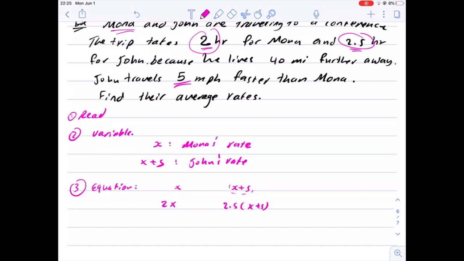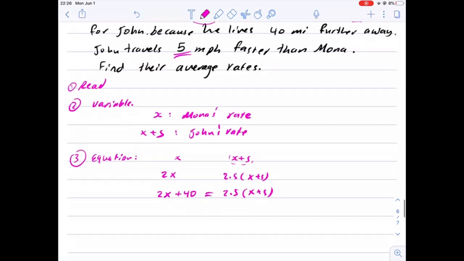Now it takes John 40 more, and that means in order to set these equal to each other, we need to add the 40 for Mona, because Mona's rate is less than John's rate by some quantity, and that means we need to add the 40 to set them equal to each other. Now, after writing the equation, we solve the equation.